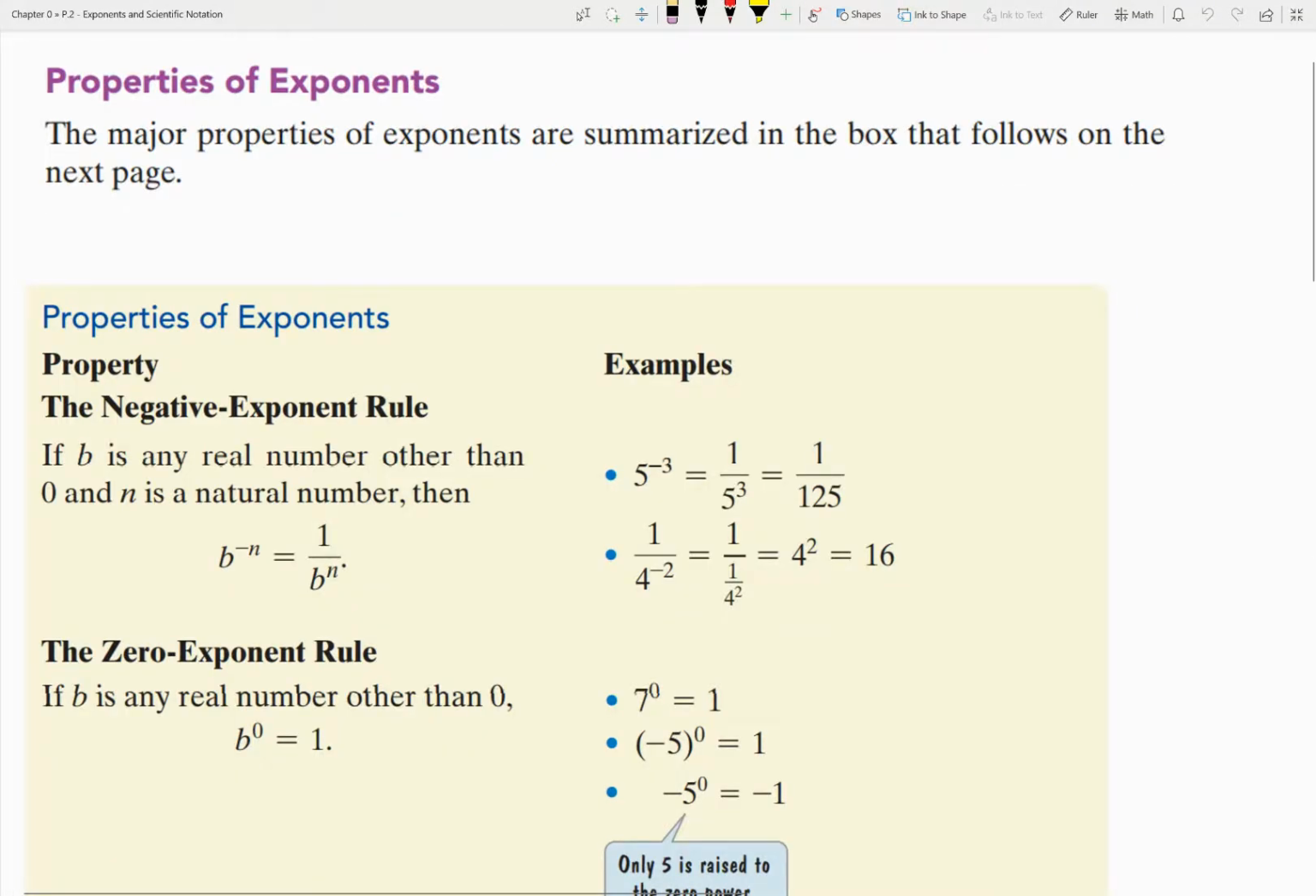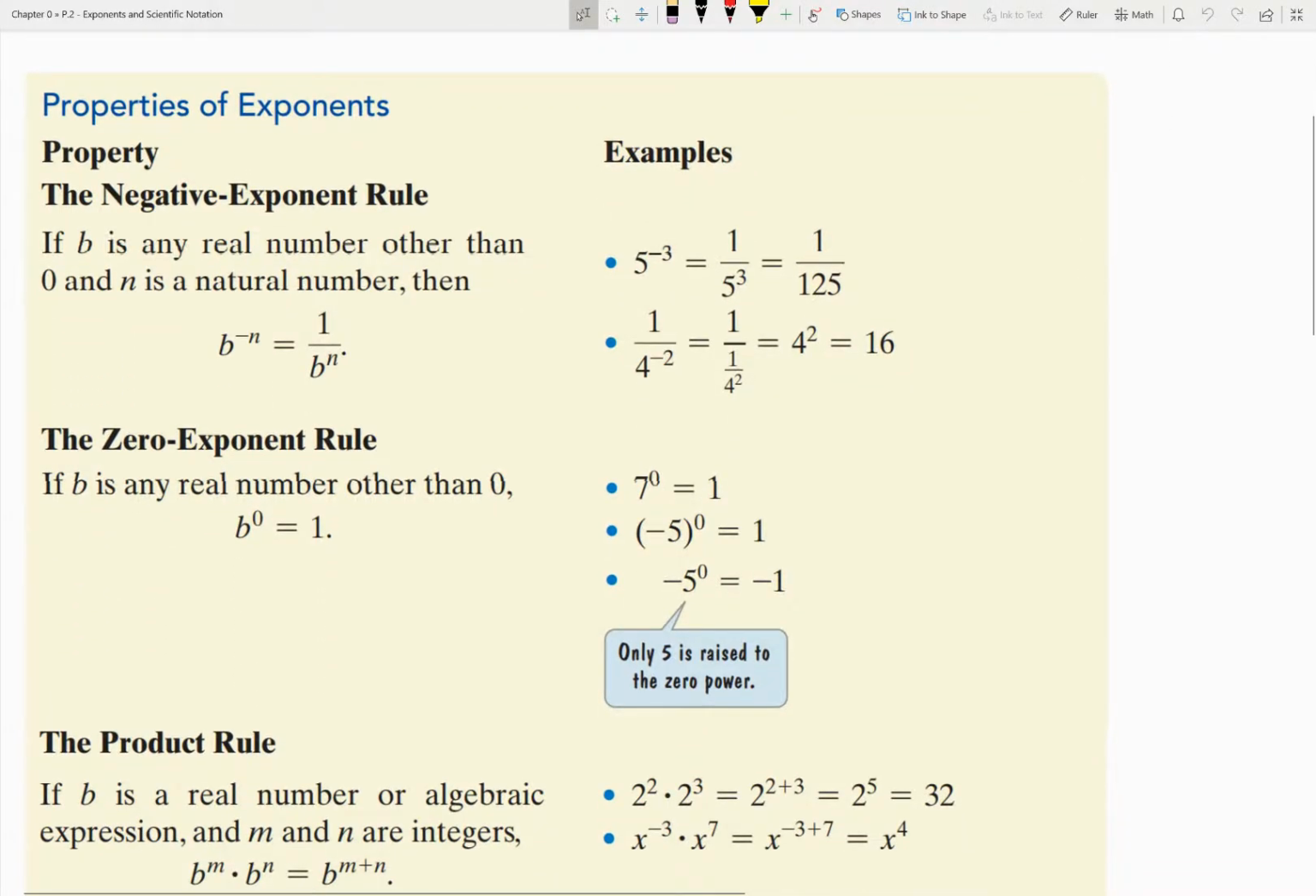So first, we have to remember all the properties of exponents, okay? And there are quite a few of them. If we look at these as we go down, the first one is the negative exponent rule. That means that if b is any real number other than 0 and n is a natural number, that's the exponent, and we have b to a negative exponent power, we take the expression and we move it to the bottom of a fraction, and the expression becomes 1 over b to the n.